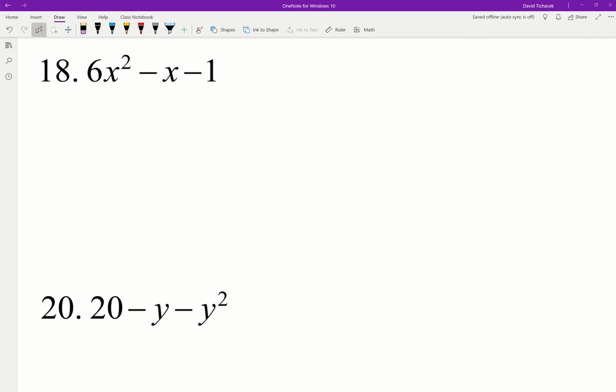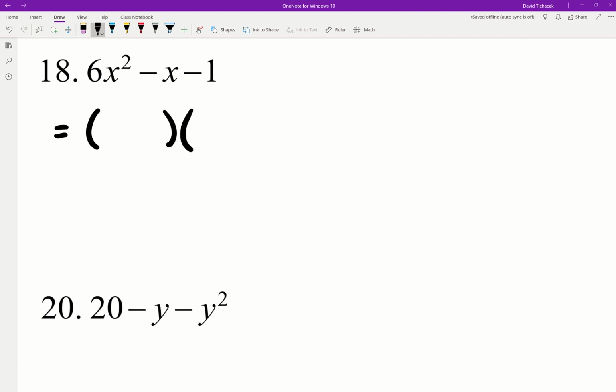Okay? So I want to demonstrate that process again by looking at number 18 here, okay? So we have this polynomial 6x squared minus x minus 1. Go through your checklist. I'll give away the punchline here. You don't have a GCF. This is not going to match up to any of your perfect square trinomial formulas, and so we are going to go ahead and skip to trying to unfoil this.